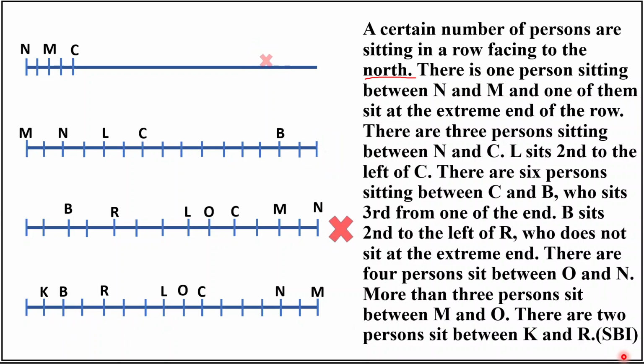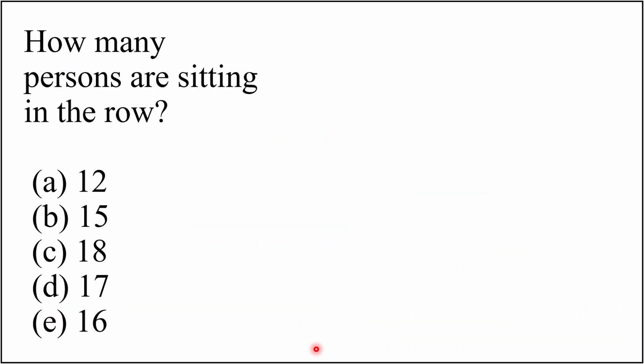This question came in SBI. So, students, we got our arrangement, which is our case number 4. Based on this information, now we are going to answer the questions. Let's see the very first question. How many persons are sitting in a row?